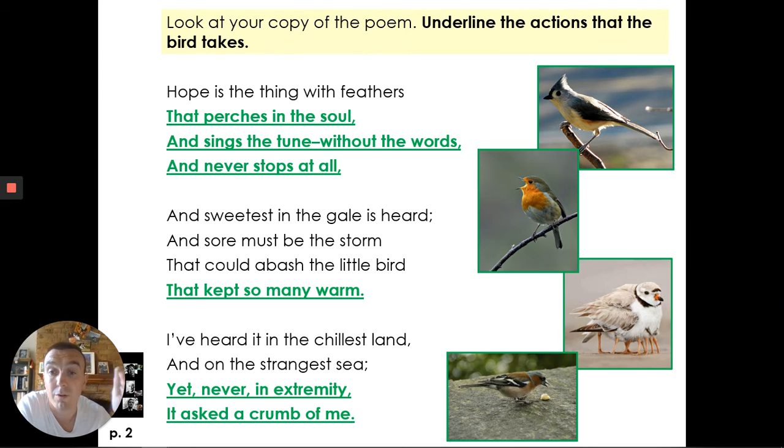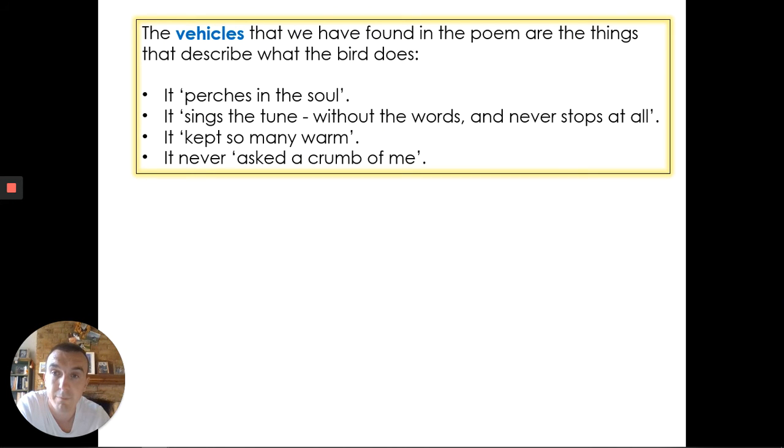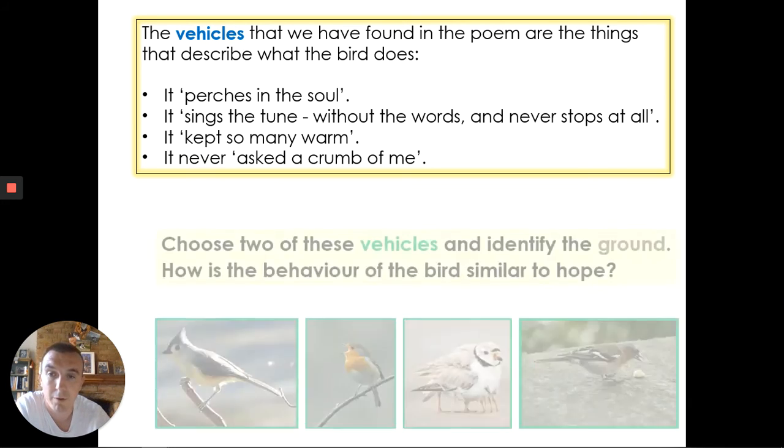So if you've got all those, fantastic, well done. If you haven't, add them in, underline them. That's all of the actions that the bird takes within the poem. So perched in soul, sings the tune, kept so many warm, never asked a crumb of me.